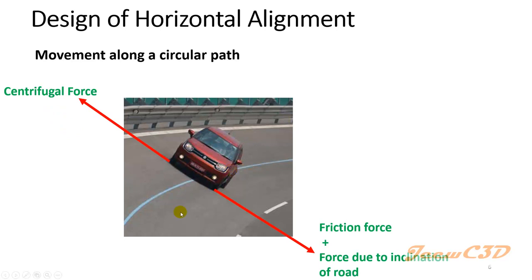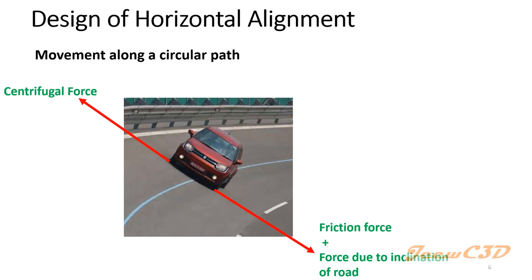If the curve radius is high, this friction force can single-handedly tackle the centrifugal force. It does not need the force due to the inclination of the road. So the curve does not need super elevation at this radius. At a higher radius, the super elevation or inclination of the road will not be used to counteract the centrifugal force. The friction force itself counteracts it. That means you don't need to incline the road. Instead, you can use the normal cross fall at that section.